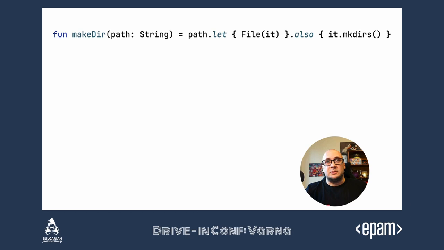However, when people learn about scope functions, one thing that they do incorrectly, I think, is start overusing them. For instance, this example here, when we create a directory and we provide a path that we should use to create the directory, and this is what you can come up with when you just start using the scope functions.